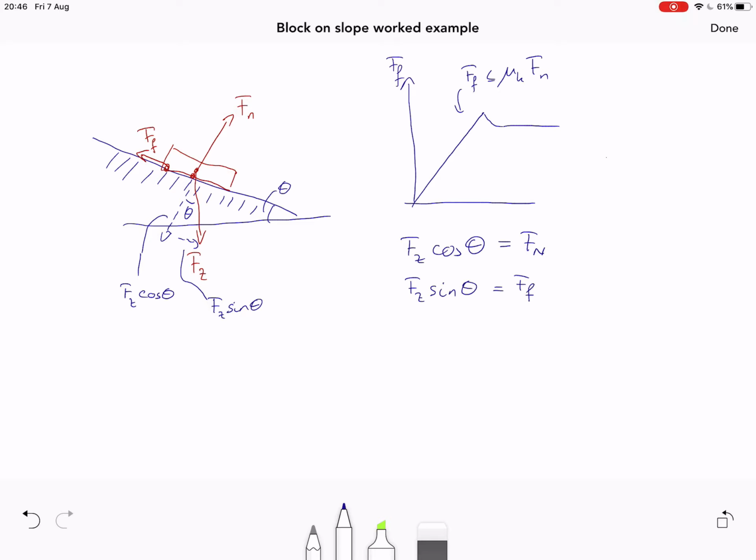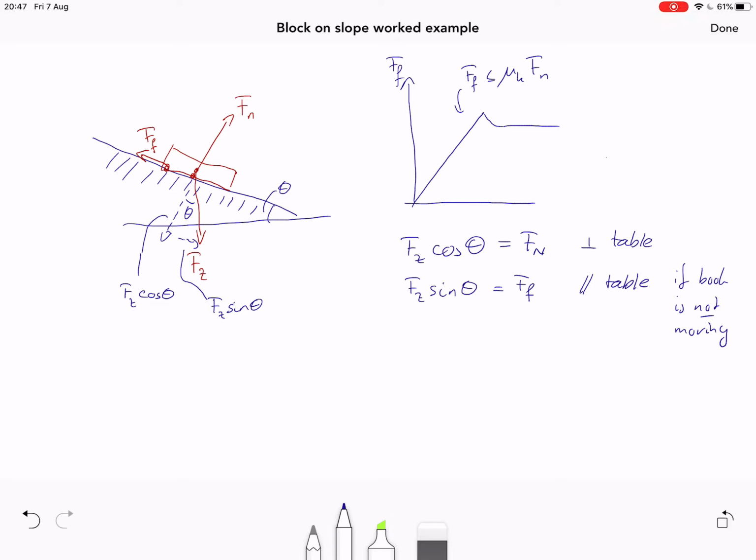So this is perpendicular to the table and parallel to the table, but under the condition that the book or the block or whatever is not moving.